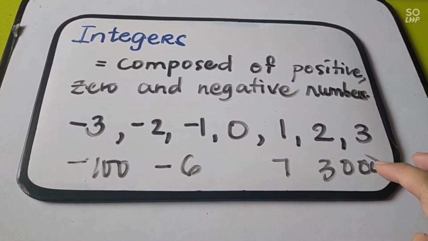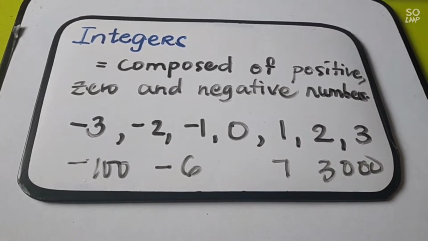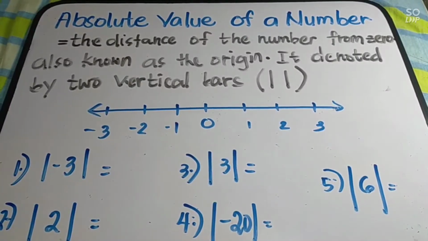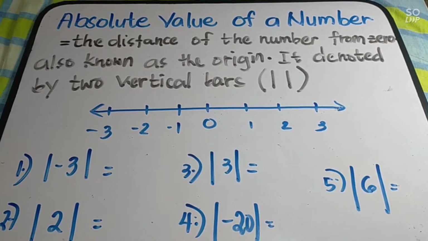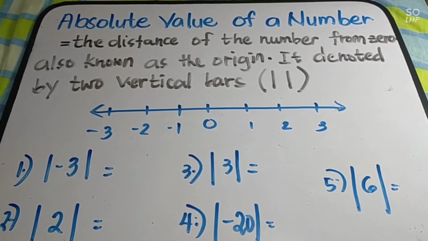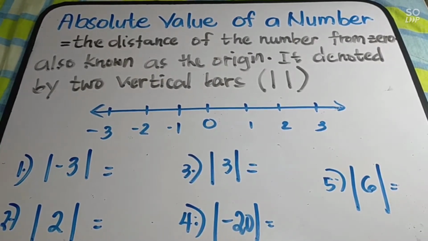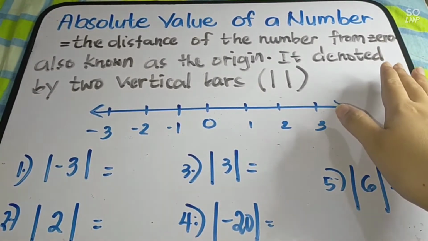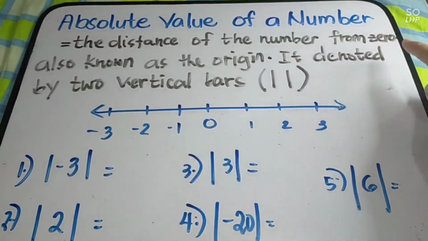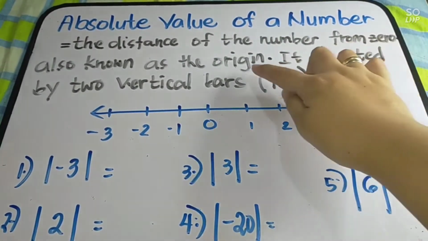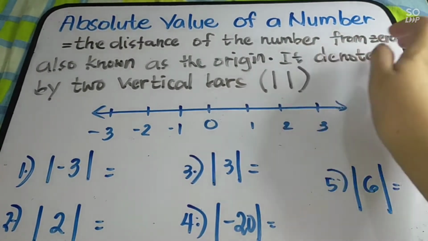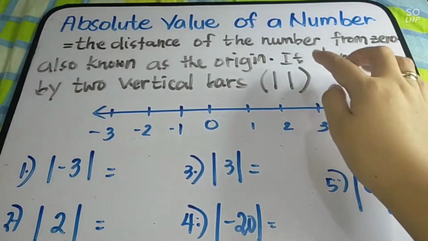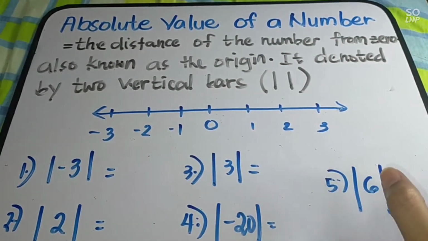Now, let's move on to the operations on integers. Before we go with the operations of integers, let us have first the absolute value of a number. The absolute value of a number is the distance of a number from 0, also known as origin. So, kapag 0, it is also known as origin, ha? Origin and 0 are just the same. So, pag sinabi mo 0, yan yung pinagmulan ng numbers mo.